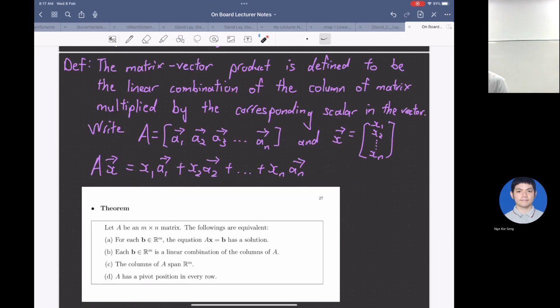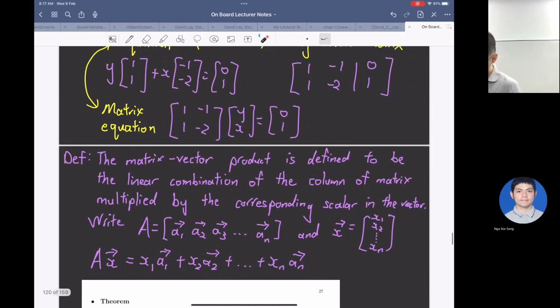So what does this mean? This is the matrix vector multiplication as a linear combination. It's linear because there's no square involved in the vector. Each term is a scalar multiple of a column from the matrix, multiplied by the scalar obtained from the vector.